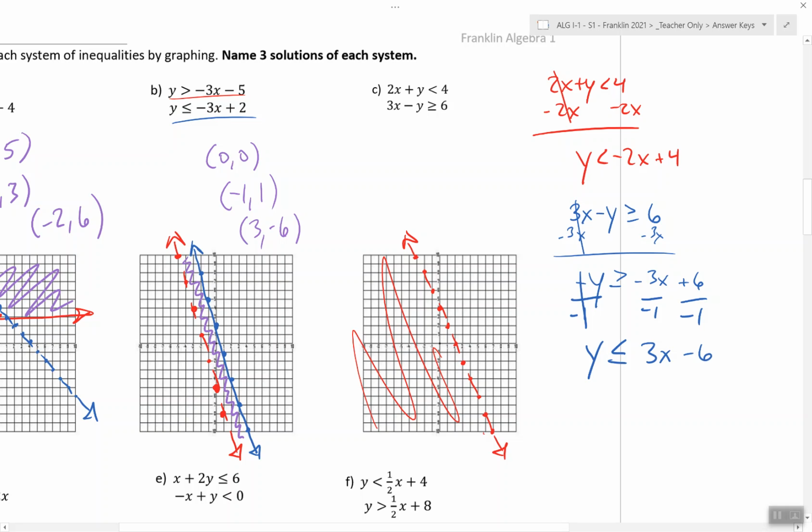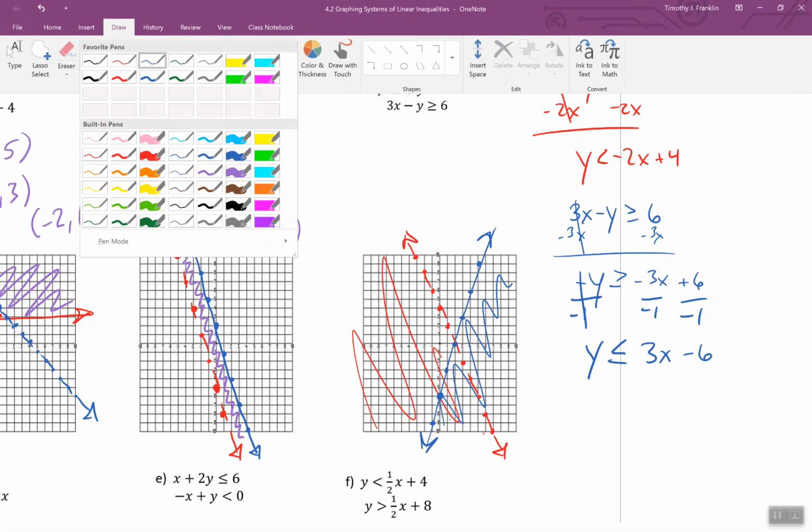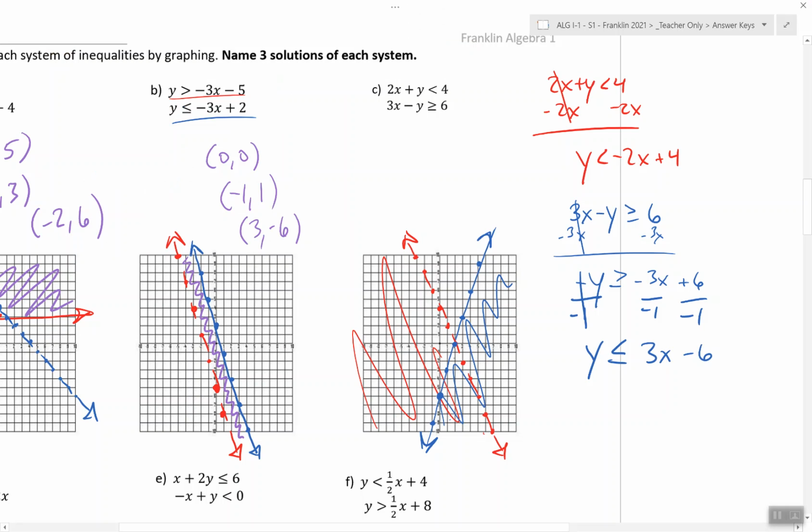So let's graph that. We're going to go down 6. Slope is 3, so up 3 over 1, and down 3, left 1. It gets a solid line because of the equal to bar that it has. Less than or equal to. And it is less than, so we're going to shade down. So you can see where the overlap is. It's going to be this region right here.